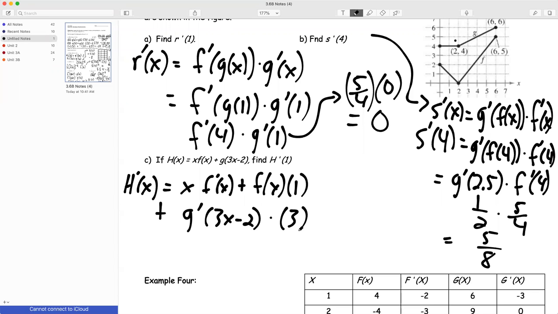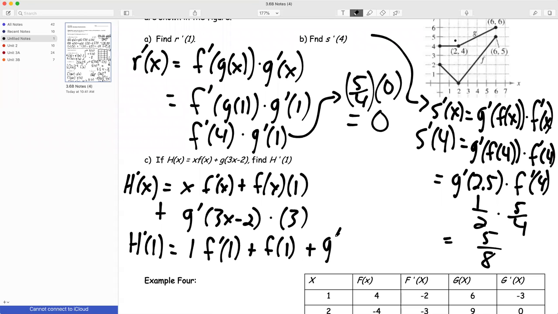Yeah. Got it. Now let's plug in 1. So h prime of 1 is going to be 1 times f prime of 1 plus f of 1 plus g prime. If I plug in 1, I got 3 minus 2, so that gives me 1 times 3.